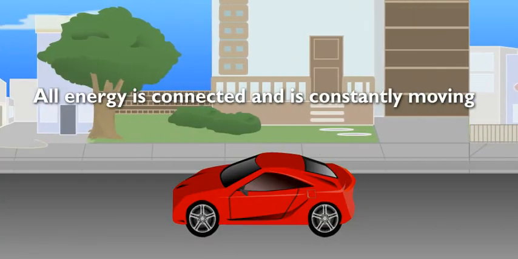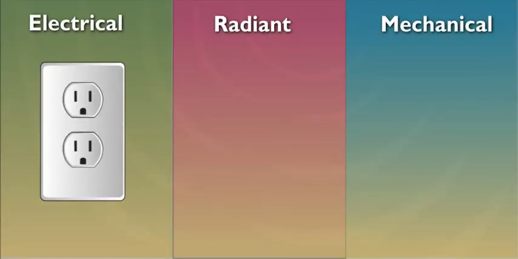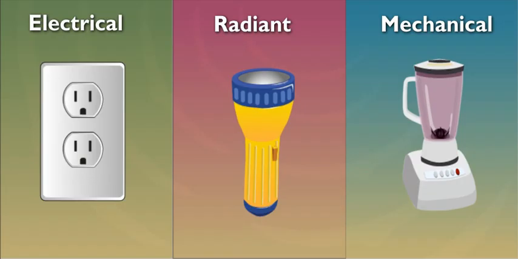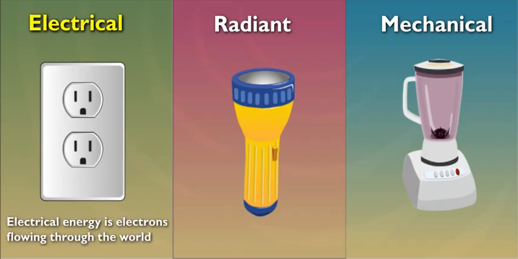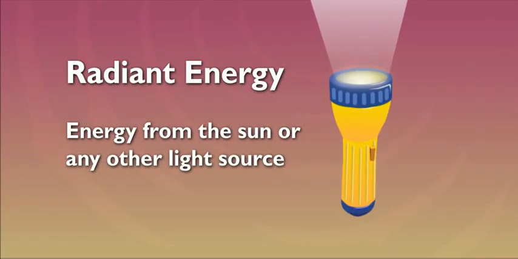There are more types of energy that we haven't even talked about yet just in this room. More? Oh, yeah. Electrical energy, radiant energy, Whoa. One at a time. I know electrical energy. That's what we use to run appliances and lights, right? Yup. Electrical energy is the movement of electrons through the world. It can be transferred into both radiant and mechanical energy. Is radiant energy like light? Exactly. Radiant energy can be light from the sun or any other light source.